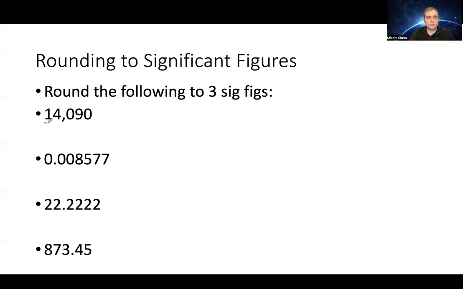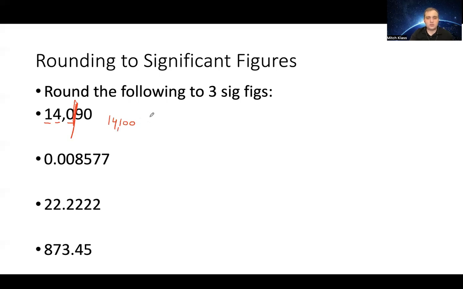Now, if we look, the first 3 digits are significant. So that's where we're going to round to. This is because 1, 4, and this 0 are significant: the 1 and the 4 are non-zero digits, and this 0 is also significant because it's sandwiched between non-zero digits. So therefore, we're going to round this into 1, 4, 1, 0, 0. So now we get 14,100.